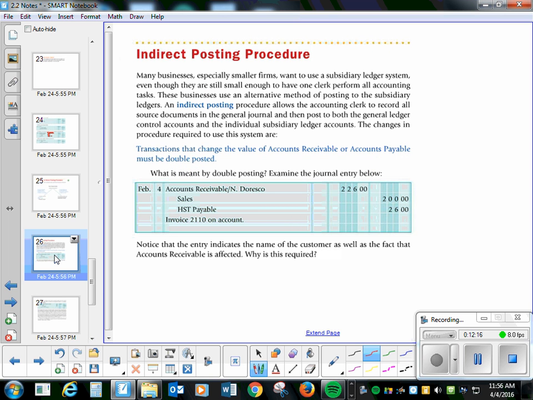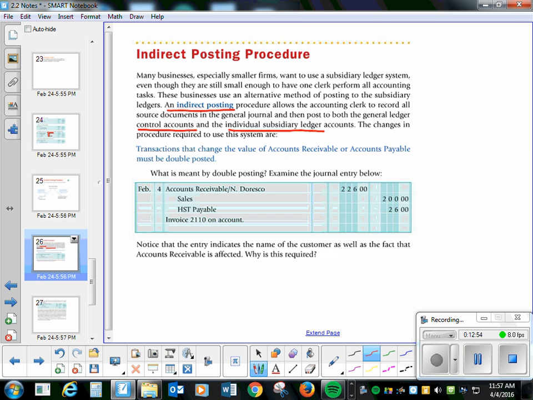There's also something called indirect posting procedures. Many businesses, especially smaller firms, want to use a subsidiary ledger system, even though they are still small enough to have one clerk perform all accounting tasks. These businesses use an alternative method of posting to the subsidiary ledgers, and it's called indirect posting. This procedure allows the accounting clerk to record all source documents in the general journal and then post to both the general ledger and the control accounts. So that's the part that's different, and the individual subsidiary ledger accounts.